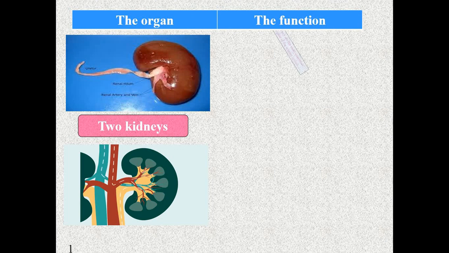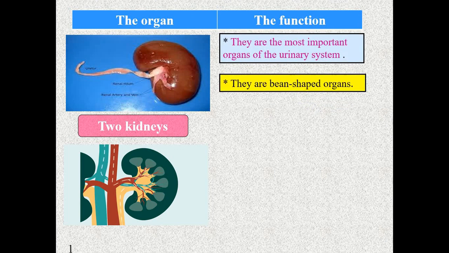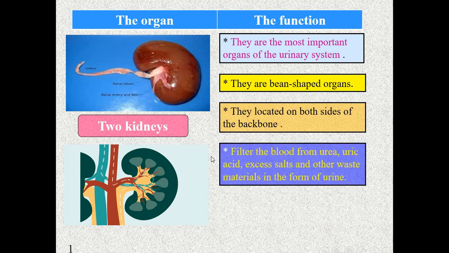The function of each organ in the urinary system. The 2 kidneys, what is their function? They are the most important organs of the urinary system. They are bean-shaped organs, like the peas that we eat. They are located on both sides of the backbone.